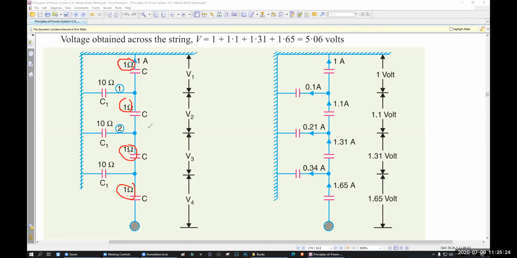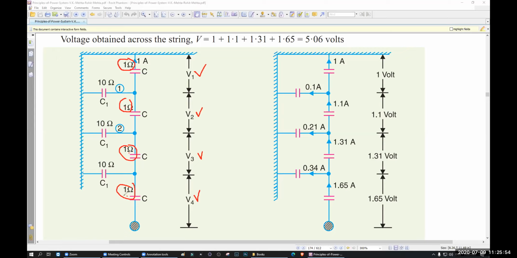So what will happen to your voltages? These voltages will remain 1 volt. This will decrease because previously it was 1 ohm, now it is 0.9. It is 0.8 ohm, so this will decrease as well. This is 0.7 ohm, so this will decrease as well, right? After that, you will see all of them are equal or close to equal. 1 volt, 1 volt, 1 volt, 1 volt.